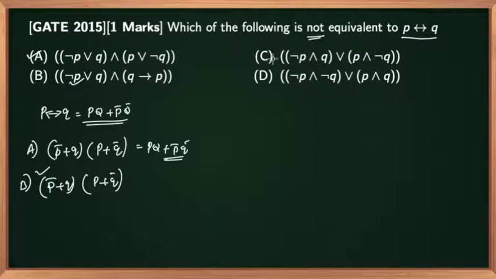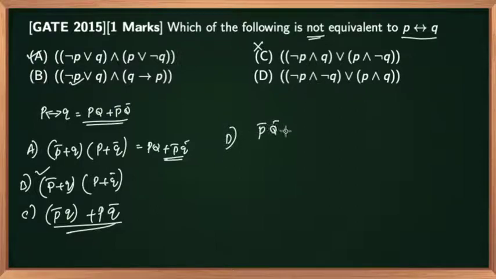Now let's see C. C is p bar q plus p q bar. This is not equal to pq plus p bar q bar. So C is not equal. Now let's see D, that is p bar q bar plus pq, right? That is what we have, p biconditional q, right? So D is also true. So which of the following is not equivalent? C is not equivalent, so the answer should be C.